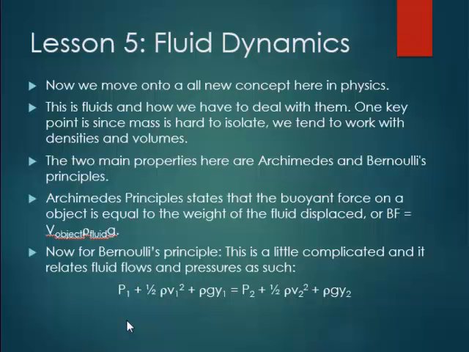Archimedes' principle states that the buoyant force on an object is equal to the weight of the fluid displaced, or BF equals volume of the object times the density of the fluid times the acceleration due to gravity. Now this explains how things float. Also it helps us understand, when we do some manipulation, and you'll see some examples, that it relates to the densities of objects.